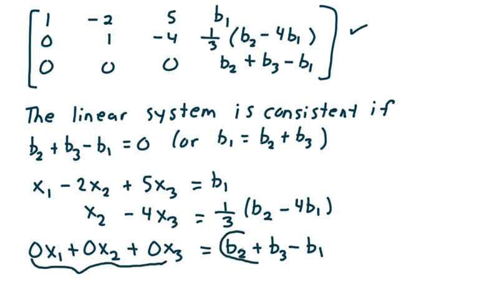If this is a number over here that I'm circling, if that number is anything other than 0, this is an inconsistent system. If this number equals 0, then you have 0 equals 0, and that's okay, right? So we're really paying attention to that third equation. So again, the linear system is consistent if B1 equals B2 plus B3. That would be the correct answer for this one.